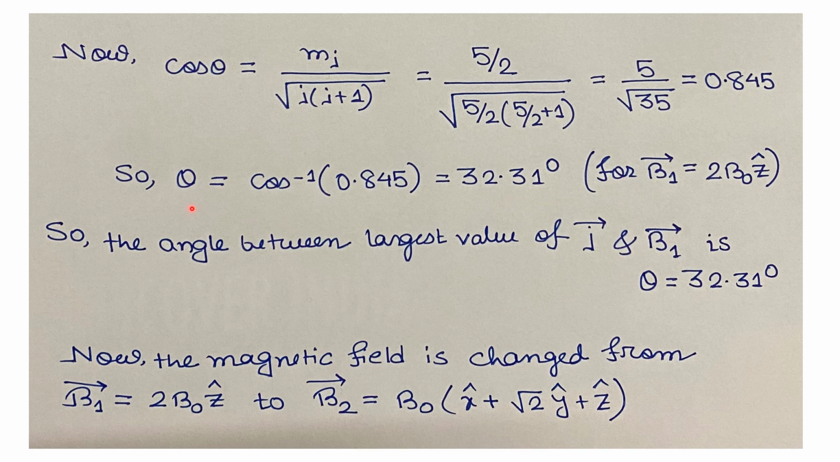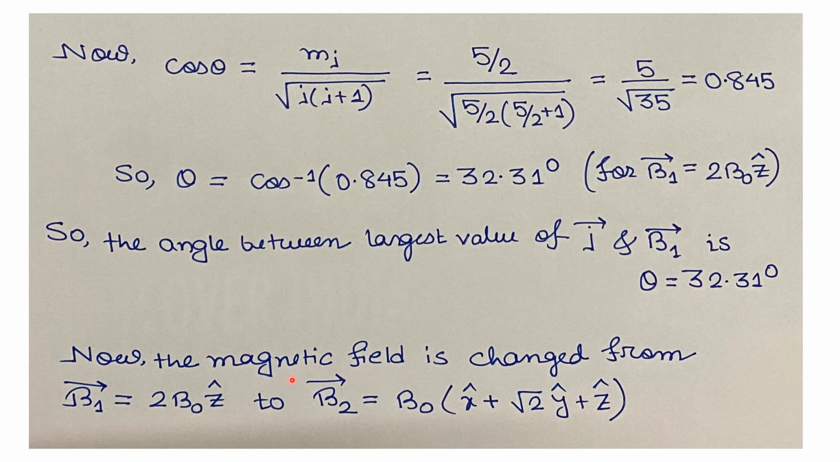So this is the angle between the total angular momentum vector J and the magnetic field B1 vector, that is 2B0 z cap. So the angle between the largest value of J and B1 vector is 32.31 degrees.